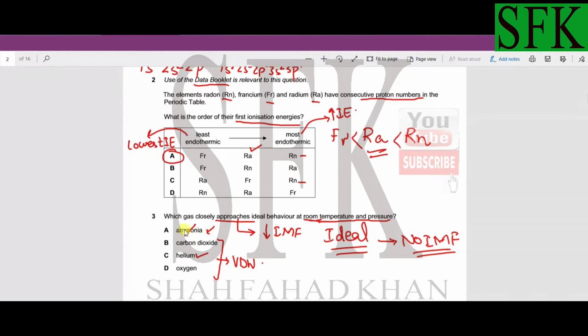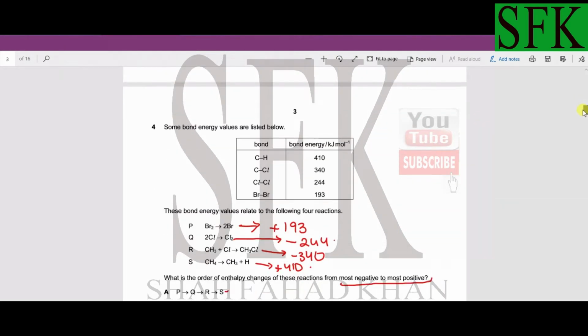Ammonia forms hydrogen bonds. Ammonia will have the strongest intermolecular forces. Carbon dioxide, helium, and oxygen, they all have van der Waals forces. But van der Waals forces depend upon the number of polarizable electrons present in the element. Basically, it depends upon the number of electrons present in the atom. It is helium that has the least number of polarizable electrons. So it's option C because it will have the weakest intermolecular forces. Moving on to the next MCQ.